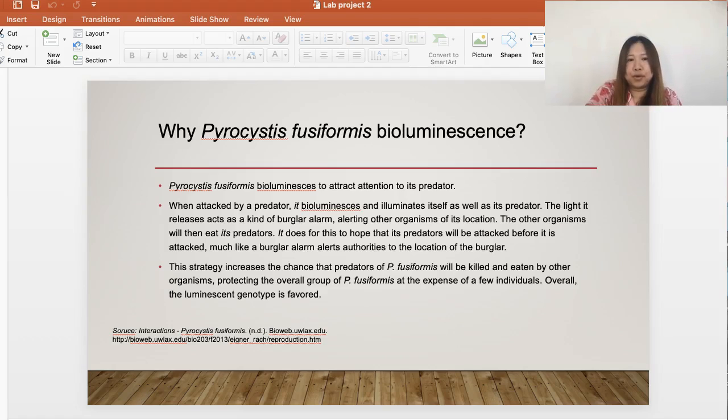These strategies increase the chance that the predator of fusiforme will be killed and then eaten by the other organisms, protecting the overall group of fusiforme at the expense of a few individuals. Overall, the luminescence genotype is favored.